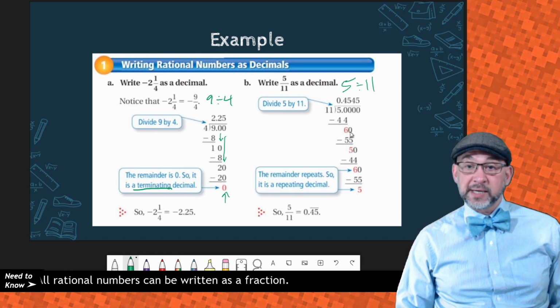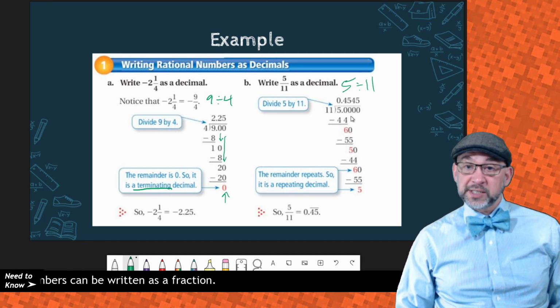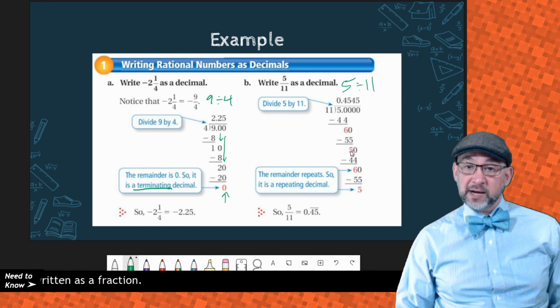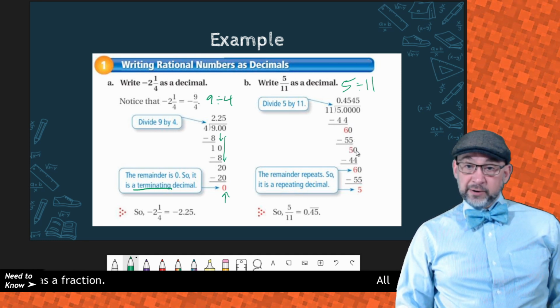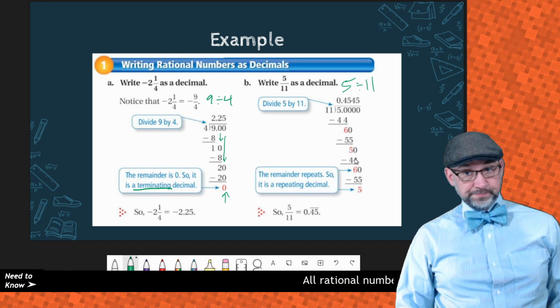I subtract and I get a 6. I bring down a 0 and I get 60. 11 goes into 60 5 times. 5 times 11 is 55. I subtract and I get a 5. Then I bring down another 0, which gives me 50. 11 goes into 50 4 times.